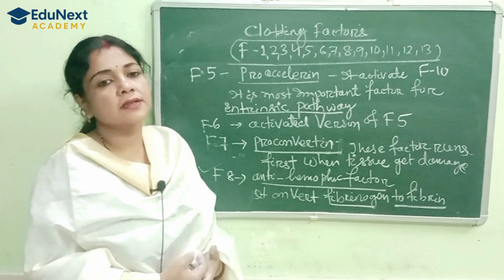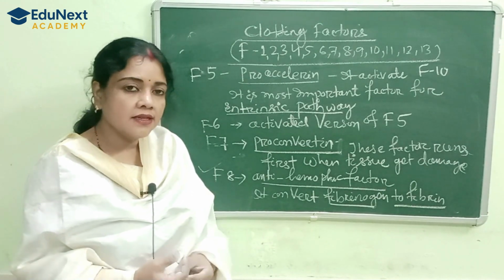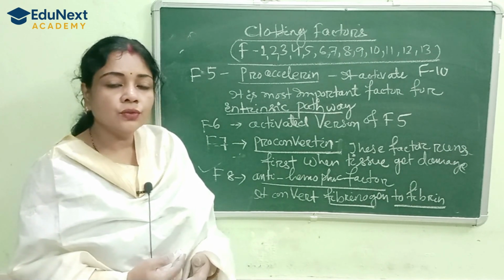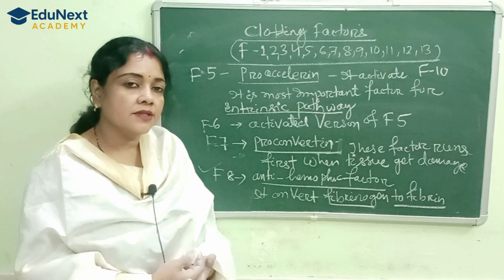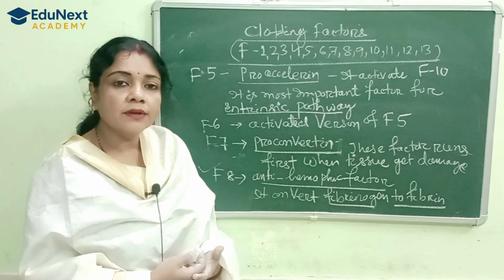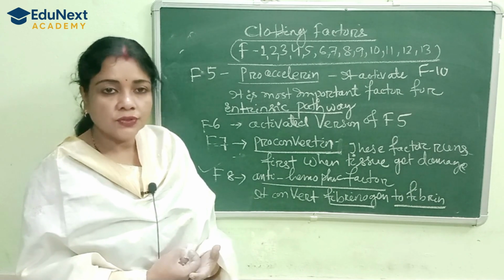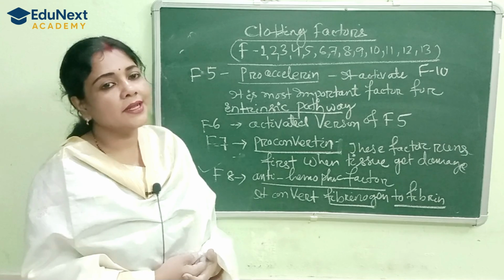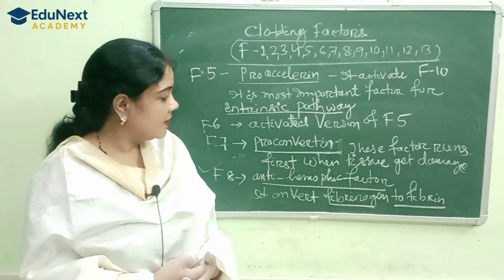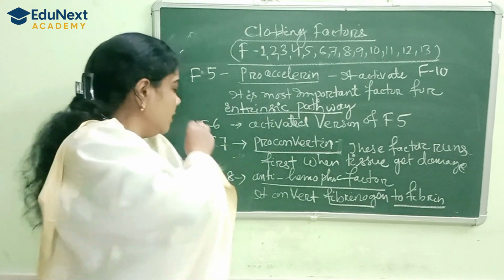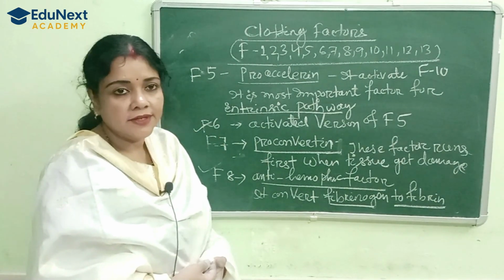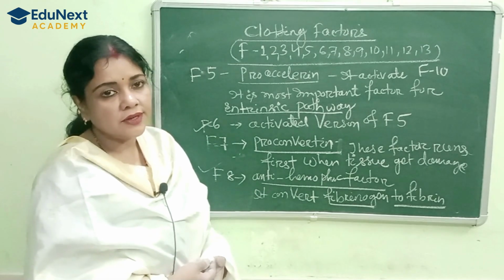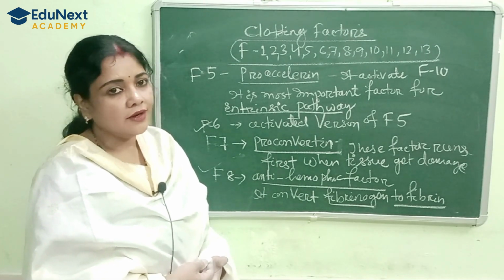Intrinsic pathway, as I have already discussed in my last class, means the factors required for blood clotting whenever there is an injury inside the blood vessel, not outside the blood vessel. So that is what is known as the intrinsic pathway. And clotting factor 6 is an advanced or activated version of clotting factor 5. So that's why in most books you will not find clotting factor 6.